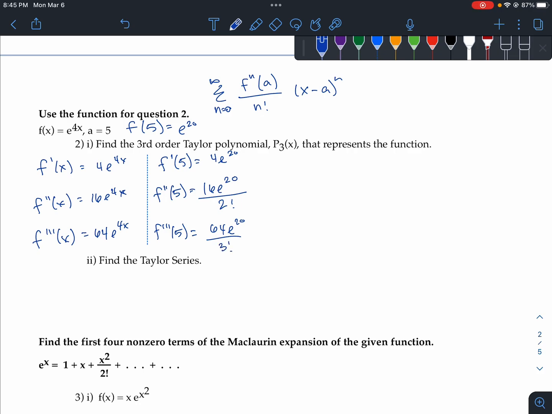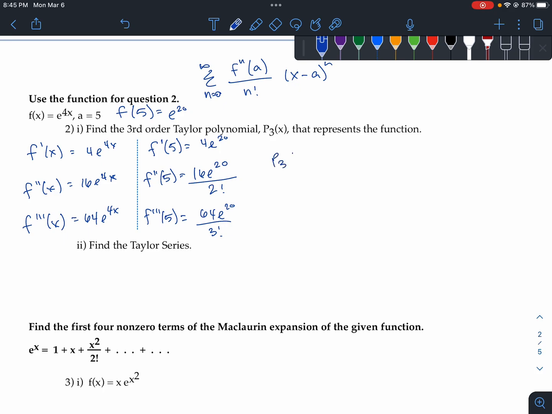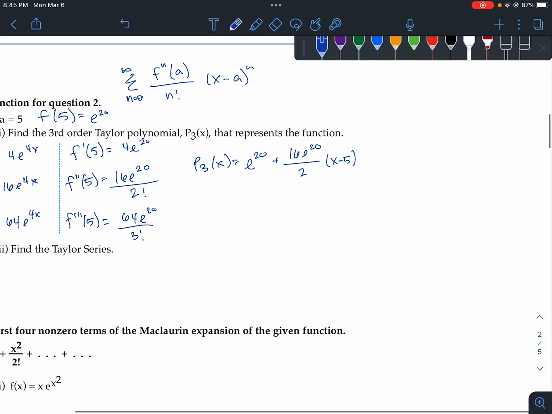In any case, for p sub 3 of x, I now have the components. My first term right here is going to be e to the 20, and then we're going to have plus 16e to the 20 divided by 2, and I need to make sure I include x minus 5 as well. The next term should be 4 right there. Sorry, I'm obviously trying to get this done way too fast for my own good. 4e to the 20 times x minus 5.